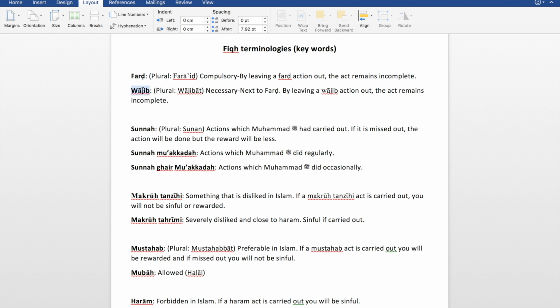Whereas wajib, it's not as clear. There is room to say no, actually it's not necessary, it's actually just a recommendation. So there's room to doubt it, so another person can argue it the other way. So with these sort of things, if they say no, I don't believe it's necessary, they won't be a non-Muslim.